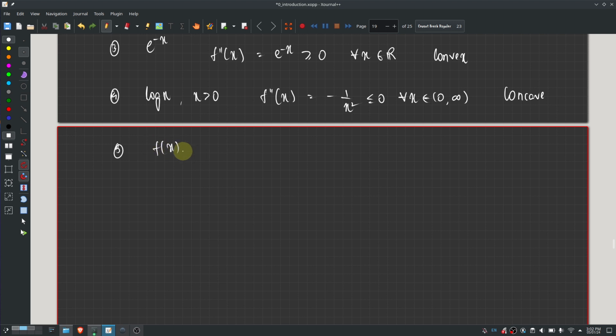Right, let's maybe take something a little more complicated. 1 by 1 plus x square. Why? Okay, what is the second derivative equal to? Okay, what is the first derivative equal to? 2x by 1 plus x square whole square. That's it. There is no negative sign. Minus. Okay, what is the second derivative equal to?